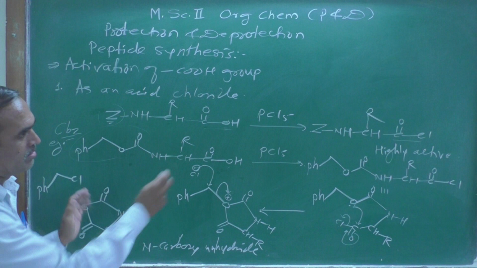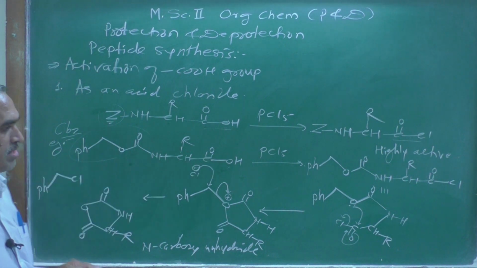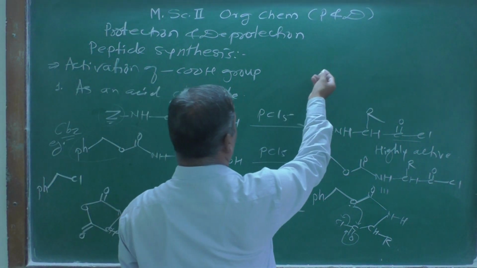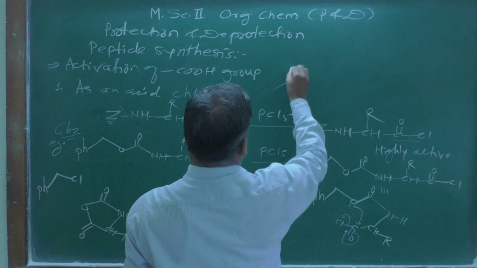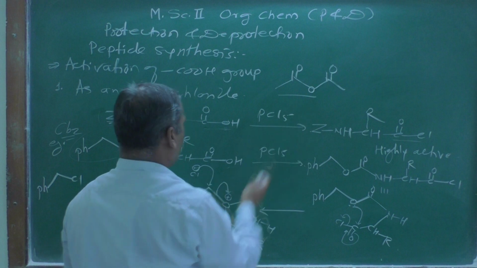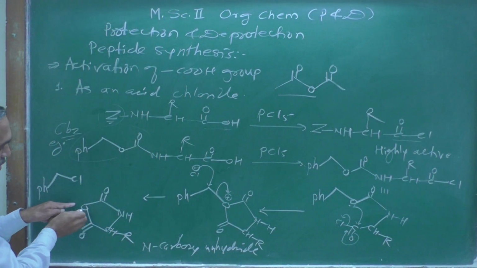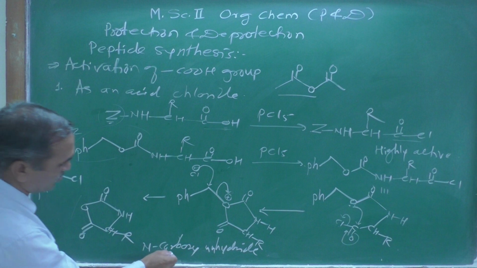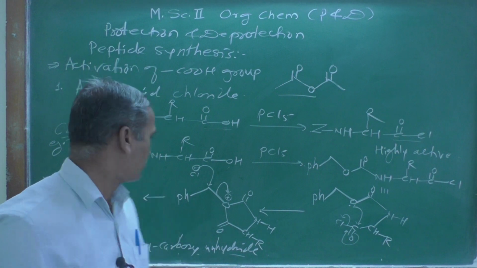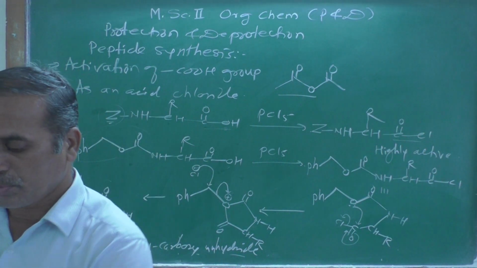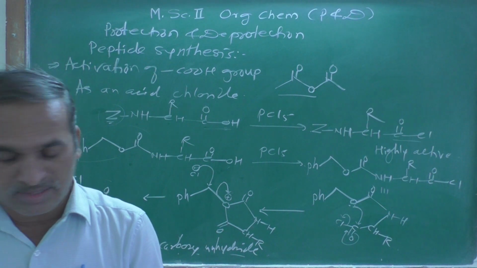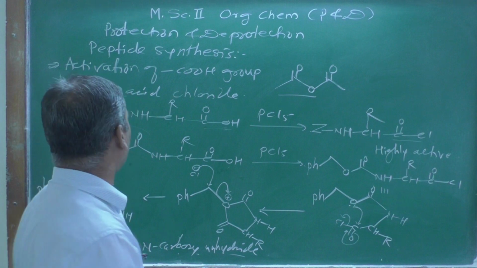Look at this representation of how the anhydride is formed. As we know, acetic anhydride means C double bond O, O, C double bond O. Similarly, here there is a carbonyl group, oxygen and carbonyl, and this group is known as an N-carboxy anhydride group. So in this way the COOH group gets protected. Now let us look at the second point.